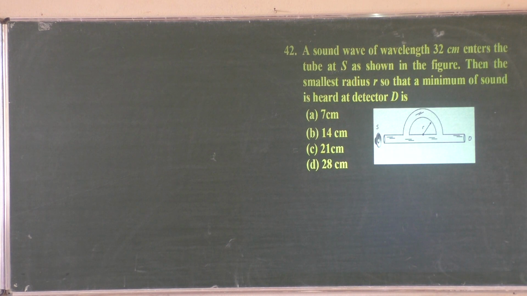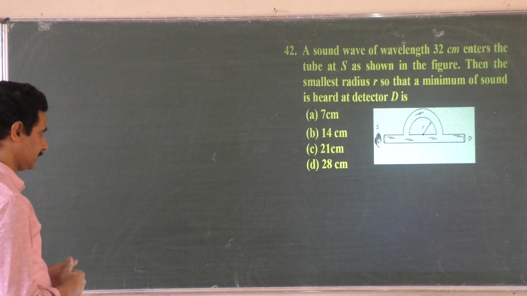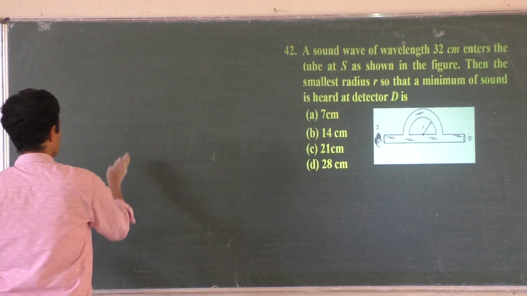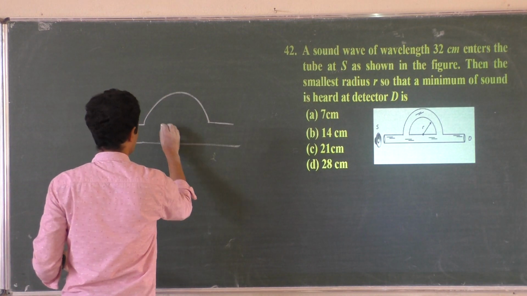We have the 42nd question. You might have seen this question in wave optics when we were discussing interference. Same type of question. A sound wave of wavelength 32 centimeter enters the tube at S as shown in the figure. So we have a tube like this, and this is bent like this here.